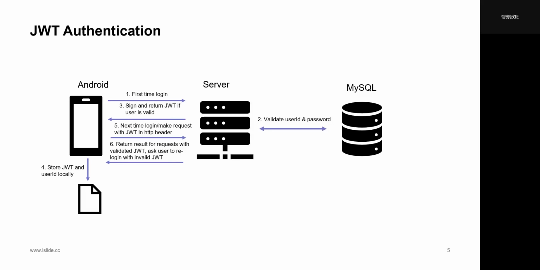For the next time when the user logs in or make request, it will take JWT in the HTTP header along with that request, and the server will firstly validate the JWT and will only deal with the requests with validated JWT. If the JWT is no longer validated, it will ask the user to log in again.